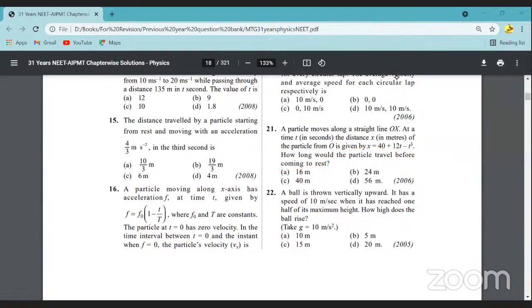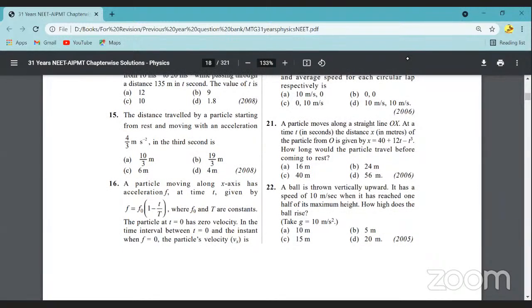Question 22. A ball is thrown vertically upward. It has a speed of 10 meters per second when it has reached 1/2 of its maximum height. How high does the ball rise? So question number 22: suppose this is the full height. He is telling that when it has reached here, the velocity is 10.